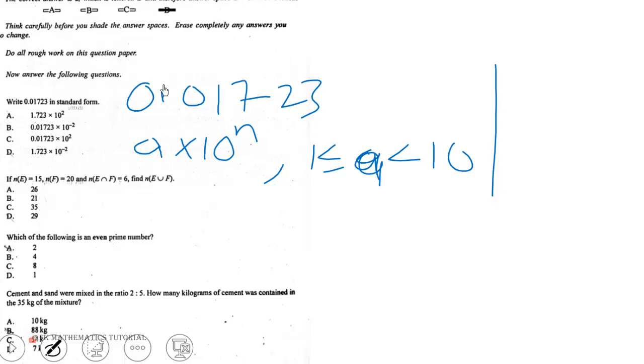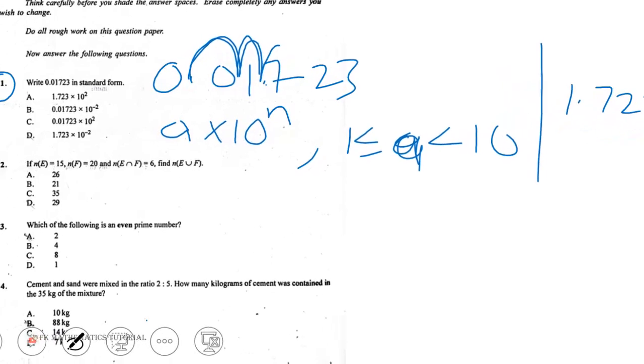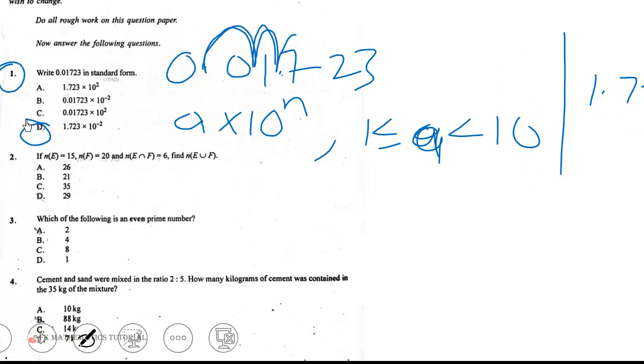So we have to move this forward 1, 2, so we end there. We move forward 2 times, so that will be 1.723 times 10 exponent negative 2. So moving forward is negative.